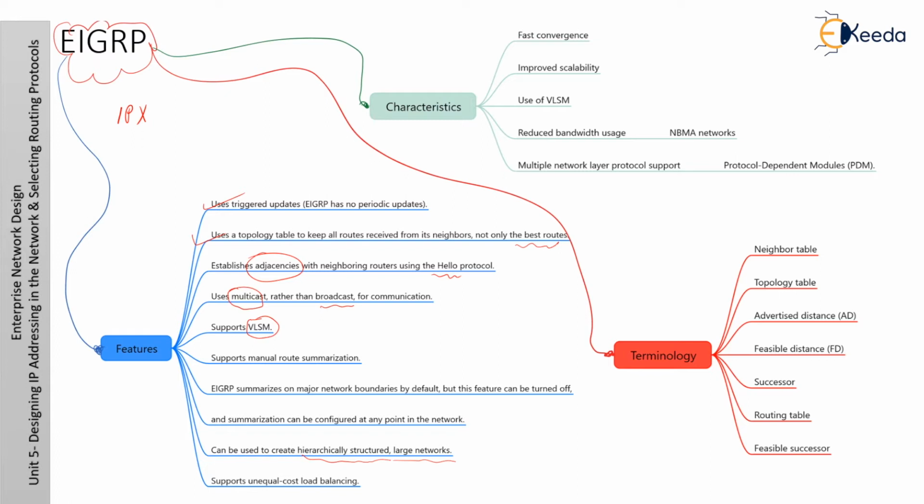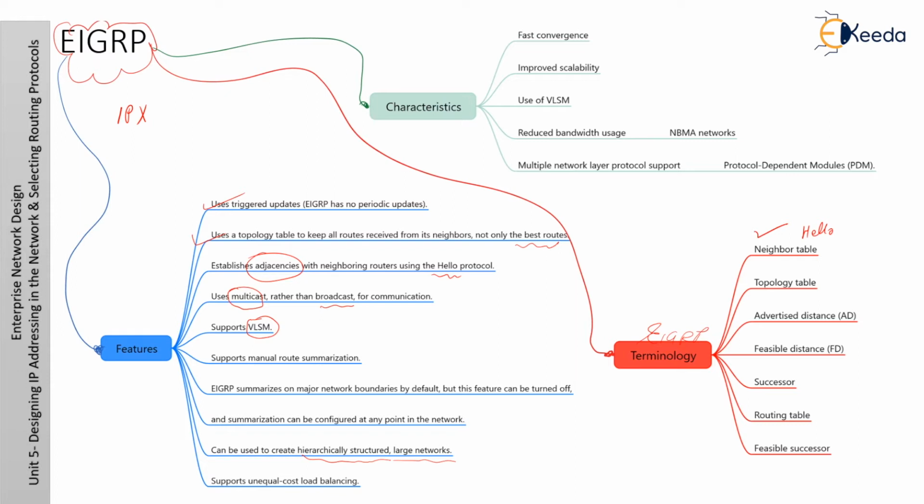So let us now discuss some terminology associated with EIGRP. First thing is neighbor table. The EIGRP routers use hello packets, okay, to discover neighbors. When a router discovers and forms an adjacency with a new neighbor, it includes the neighbor's address and the interface through which it can be reached in an entry in the neighbor table.